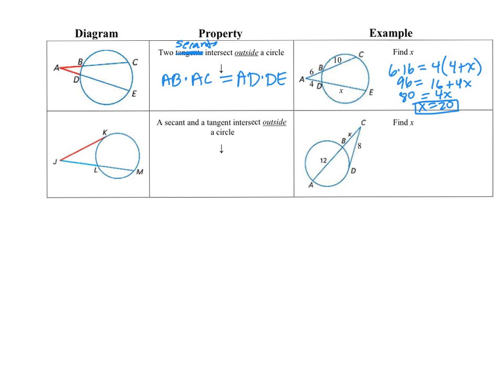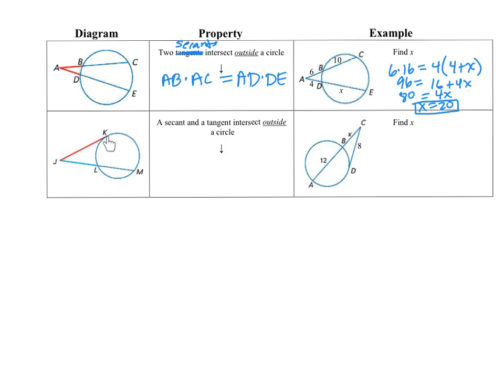Okay? And then our last example, this time, again, we don't have two secants. This time we have a secant and a tangent. But notice where their point of intersection is. It's outside the circle. So the same idea is going to apply. Remember, this was the outside part times the whole thing equals outside part times the whole thing. We're going to do the same thing here, except in this case, the tangent, the outside part and the whole thing are the same segment.